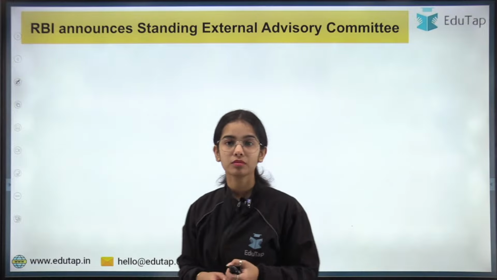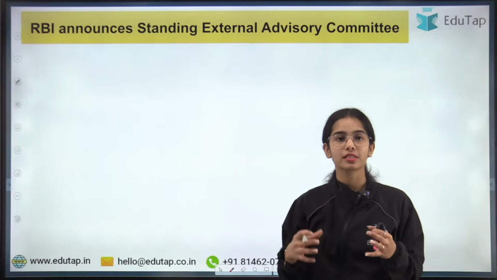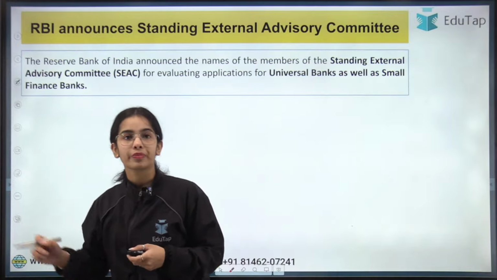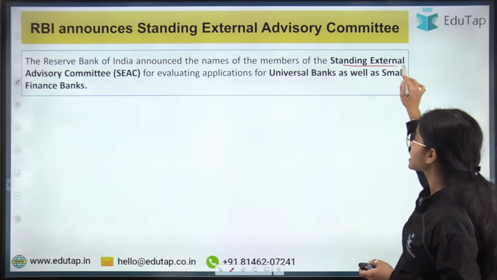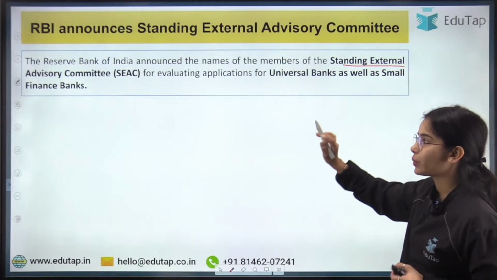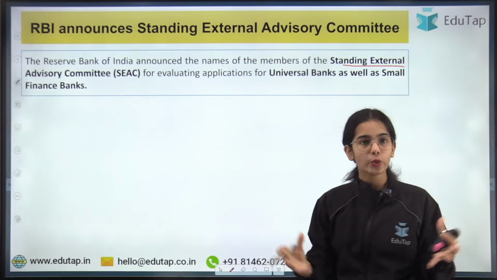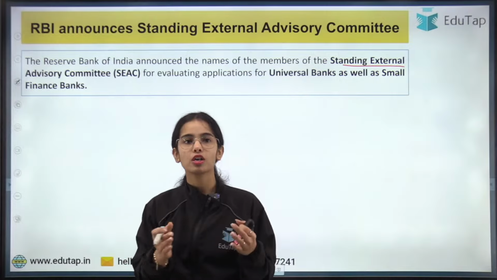Now moving forward, RBI has announced the Standing External Advisory Committee. So the Reserve Bank of India announced the names of the members of the Standing External Advisory Committee for evaluating. Now this committee is for what purpose? For evaluating the applications for universal banks as well as small finance banks.